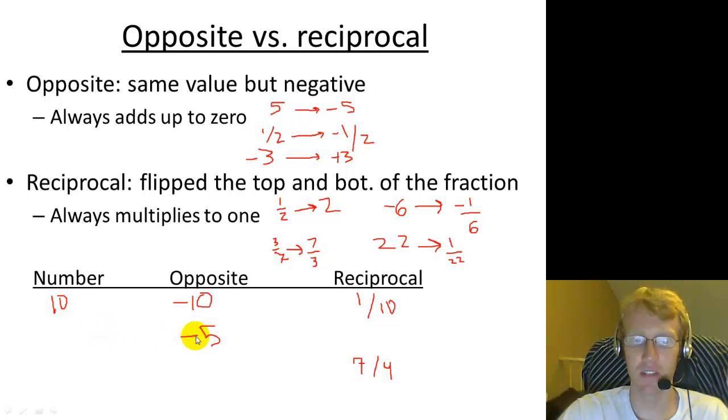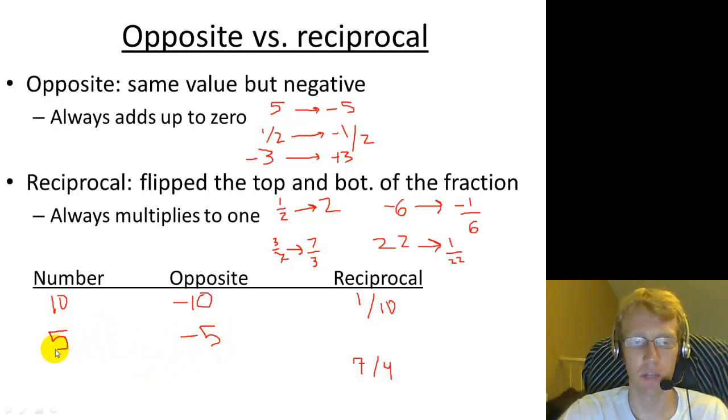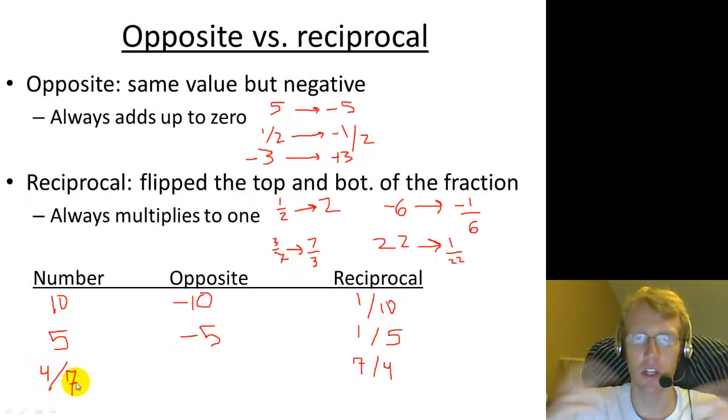If the opposite of some number is negative 5, what was the original number? Well, it's opposite sign, so it must have originally been a 5. And what's the reciprocal of the original number? That would be 1/5. Okay, if 7/4 is the reciprocal, what must the original number have been? 4/7.